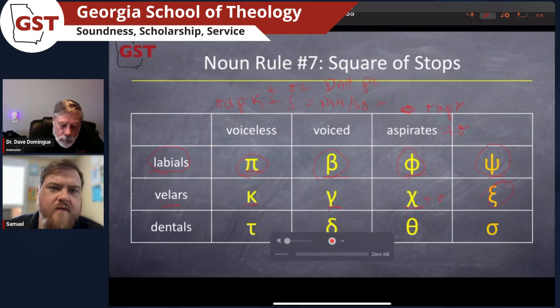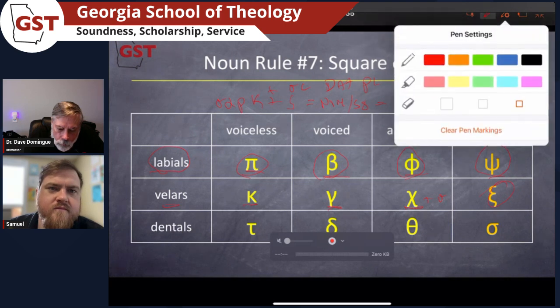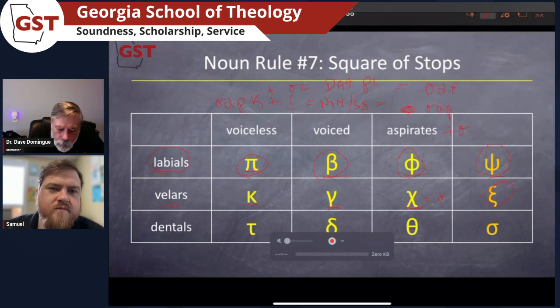Then this is going to be xi, and that's what happens to it.